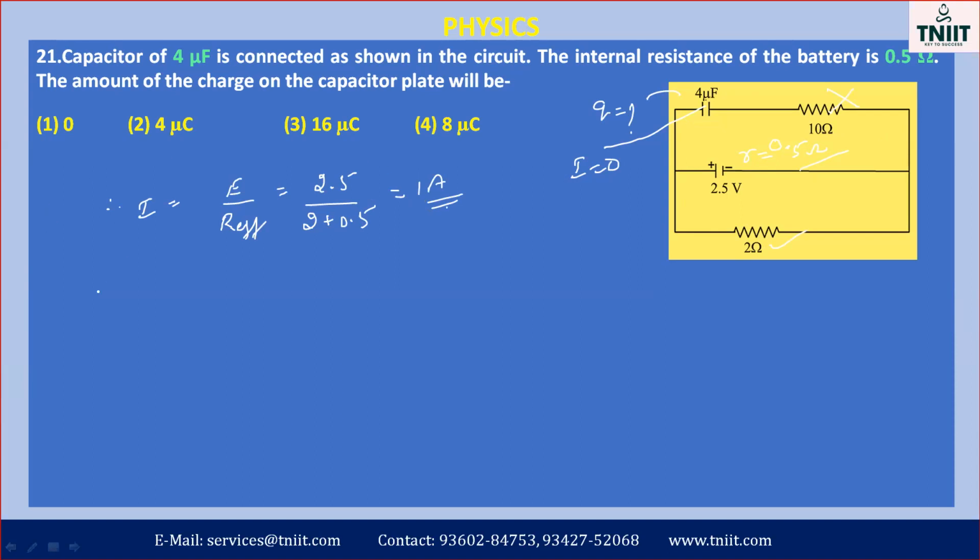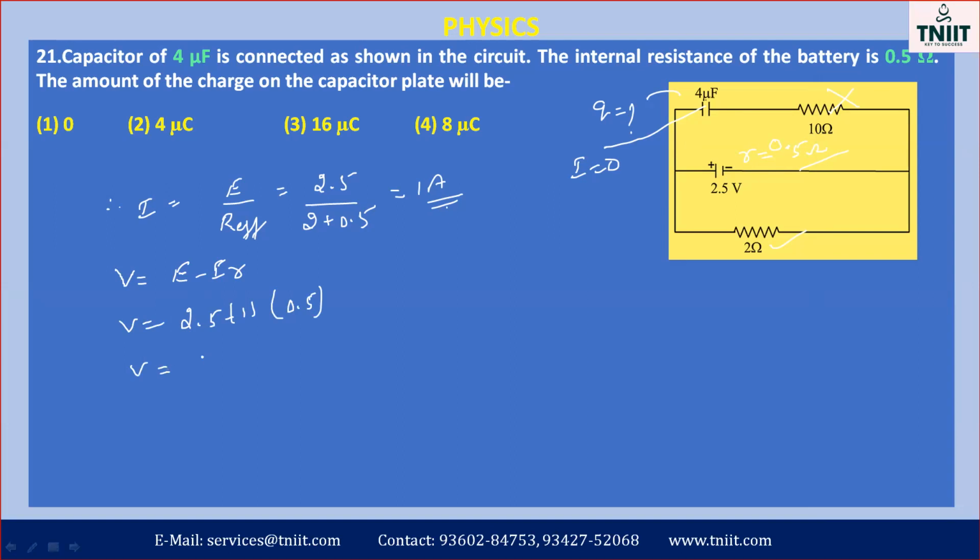Now they are asking you to find what? Potential difference across the capacitor. First, let me calculate the potential difference across that 4 microfarad capacitor. Total potential is 2.5, and the internal resistance is 0.5, with current 1. So V is equal to E minus IR. This is the relation. Terminal PD will be equal to 2.5 minus 1 into 0.5.